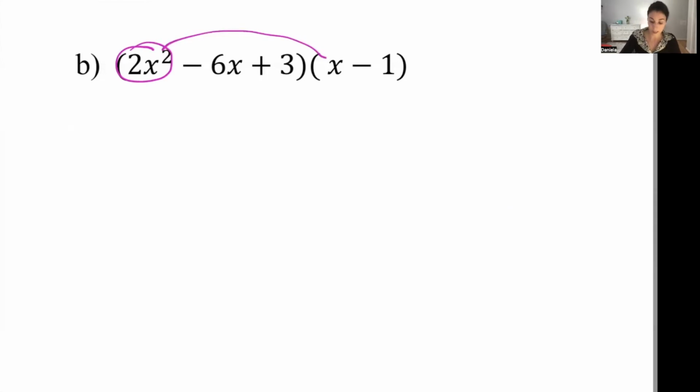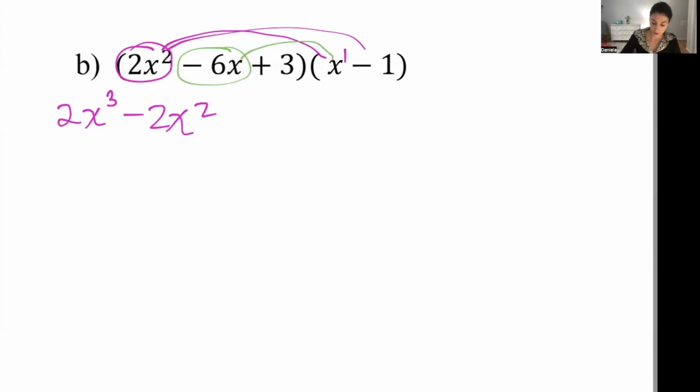So 2x squared times that says x to the first. Remember, we're adding the exponents together, so that's 2x to the third. A positive times a negative, so that should be minus 2x squared. Now it's time that we're going to distribute the negative 6x. So negative 6x times positive 6x, so that's minus 6x squared. A negative times a negative, so that should be positive 6x.